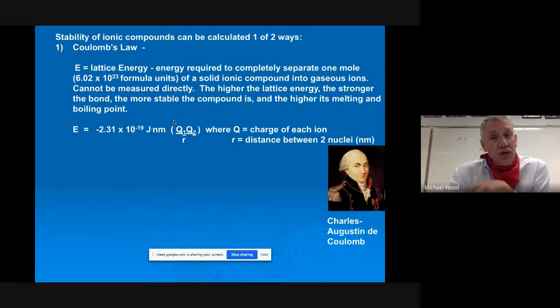But what we're going to do here is compare two ionic compounds, and decide which one has a stronger lattice energy, or a term that AP loves called Coulombic attraction. So at the top, I would just write down the very first part, E equals lattice energy, which is the energy required to completely separate one mole. And there's really two factors here.